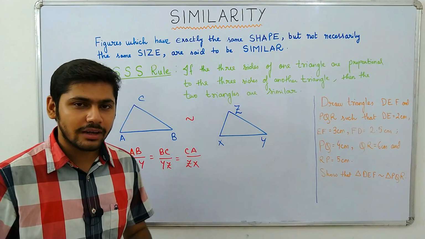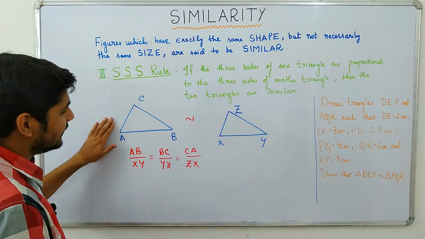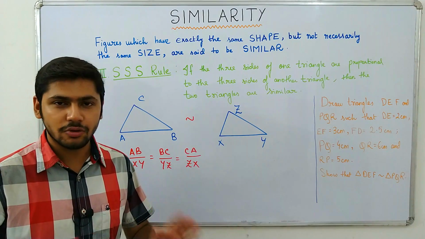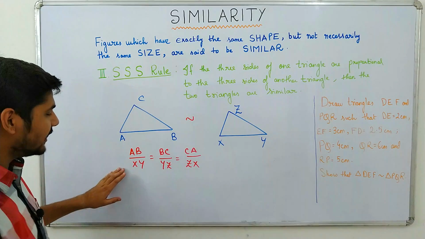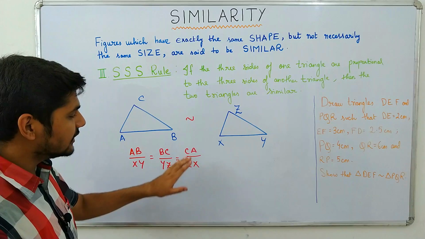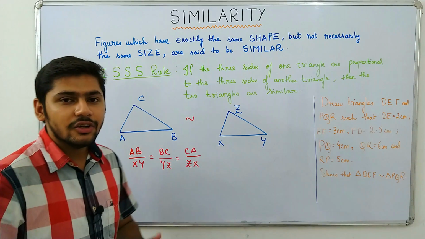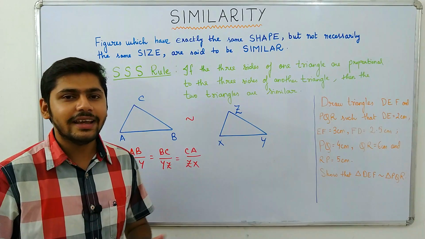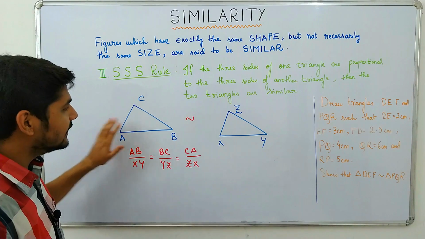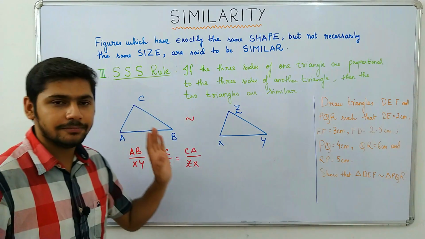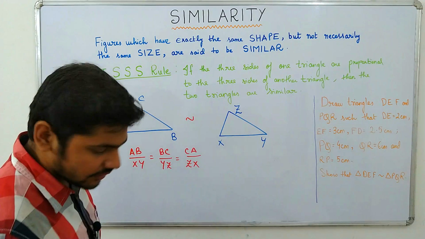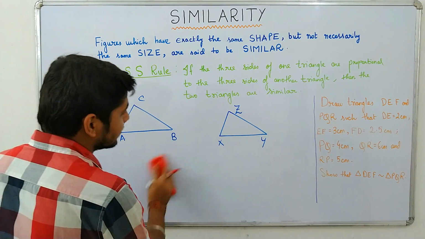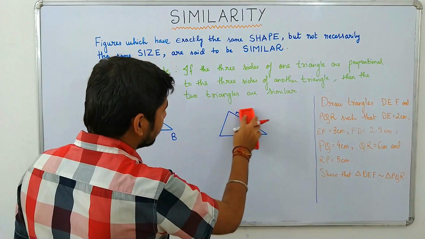I'll explain it to you once more. Imagine you have two triangles, triangle ABC and triangle XYZ. In both the triangles, the three sides are proportional. That means AB by XY is equal to BC by YZ is equal to CA by ZX. Then using the SSS rule, that is the side rule, we can say that triangle ABC is similar to triangle XYZ. Now we have a sum over here, and using that sum we can understand the application of SSS rule.